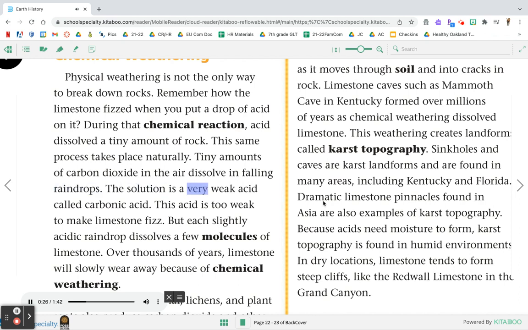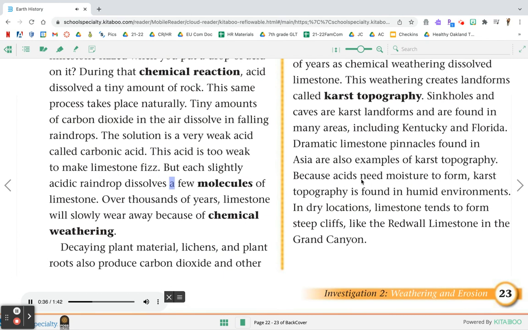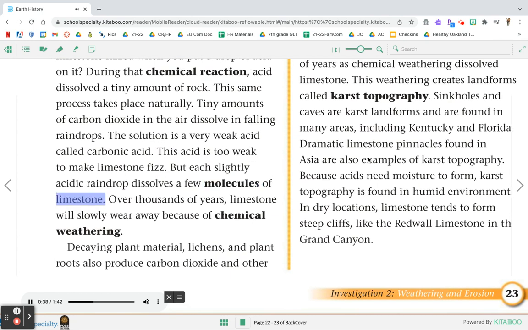The solution is a very weak acid called carbonic acid. This acid is too weak to make limestone fizz. But each slightly acidic raindrop dissolves a few molecules of limestone. Over thousands of years, limestone will slowly wear away because of chemical weathering.